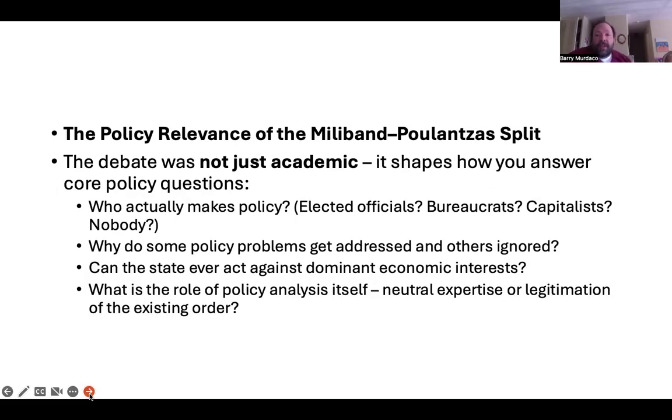The policy relevance of the Miliband-Poulantzas split. The debate was not just academic. It shapes how you answer core policy questions: who actually makes policy, elected officials, bureaucrats, capitalists, nobody? Why do some policy problems get addressed and others ignored? Can the state ever act against dominant economic interests? What is the role of policy analysis itself? Is it neutral expertise or legitimation of the existing order? Does it seek to make the status quo, the powers that be, seem like a legitimate exercise of popular will, or meet some sort of standard of consent by the governed, or not? Is it just meant to appear that way?